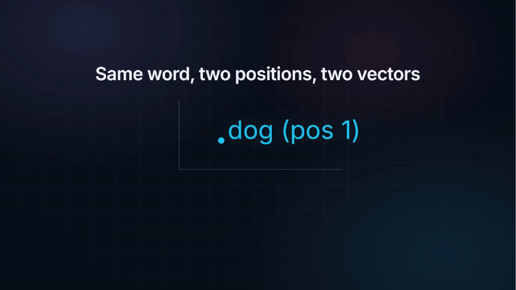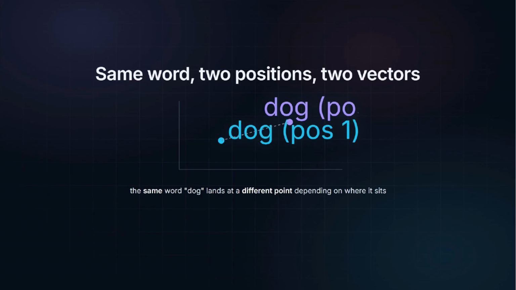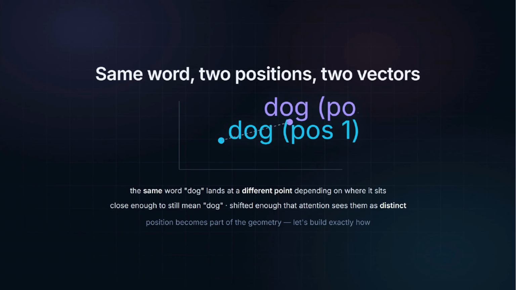Here's the picture we're heading toward. This cyan dot is the word dog, sitting in position 1. Now here's the same word dog in position 3, a different point in the space. Same word, but a different location depending on where it sits in the sentence. And the shift is gentle. Close enough that it's still clearly dog, but different enough that attention treats the two as distinct tokens. Position becomes part of the geometry itself. Let's build exactly how that shift is computed.